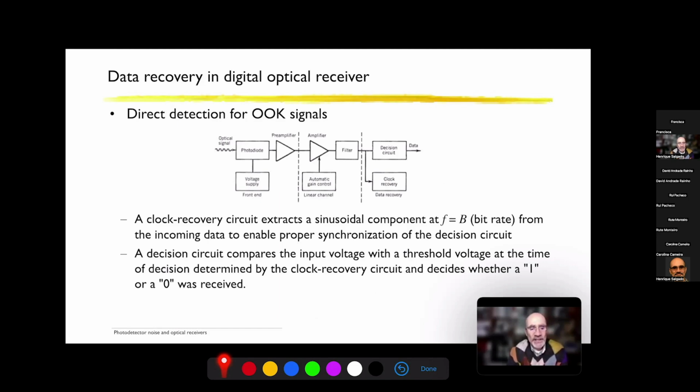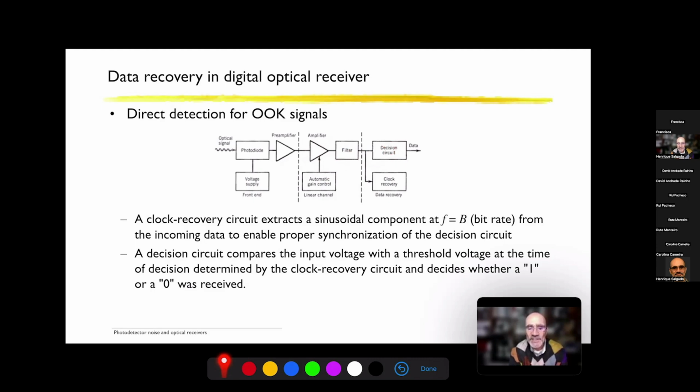So here we have a diagram of direct detection for on-off keying signals. We have the photodiode, which has a certain voltage to reverse bias it. At the output of the photodiode, we have a certain current associated with the input optical pulses, which are then pre-amplified, possibly with some additional amplification with automatic gain control, then some filtering, and then our decision circuit.